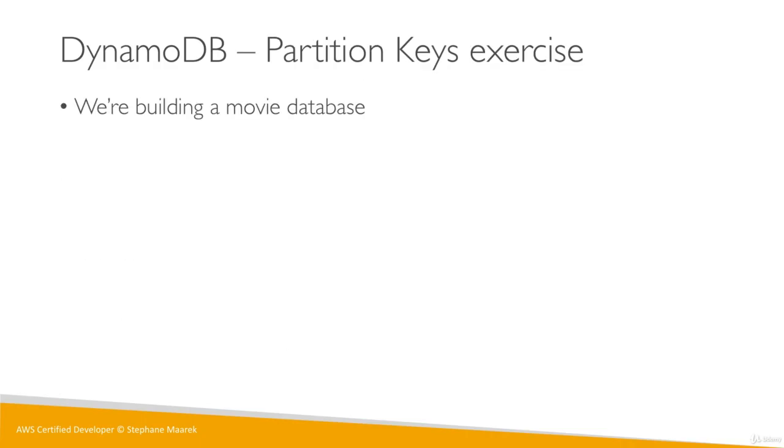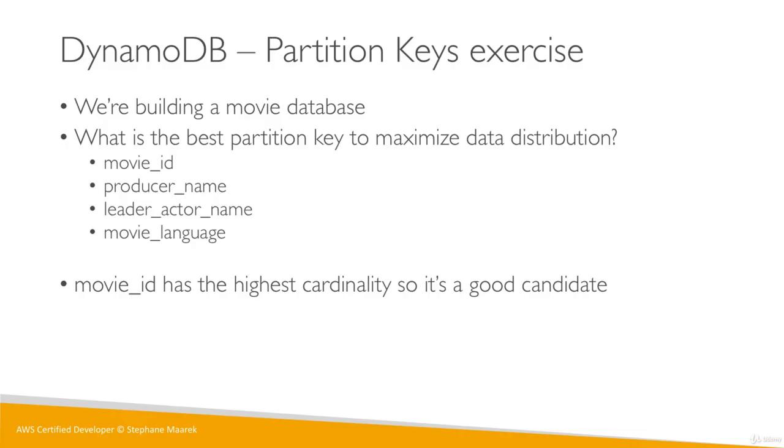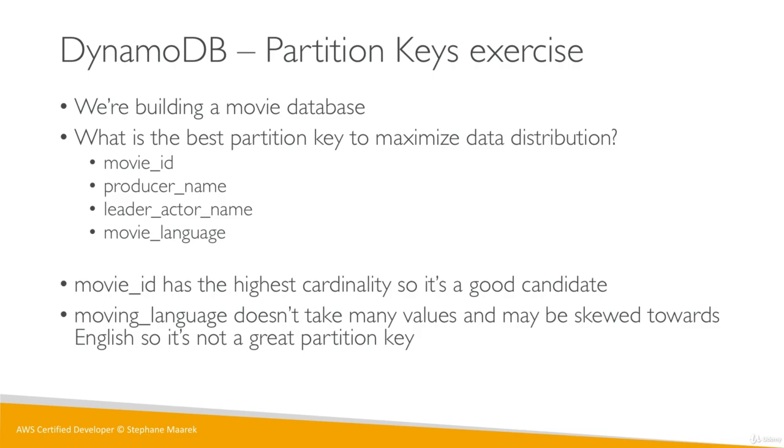In the exam, it's going to ask you to find the partition key that's going to be optimal for distribution of data, for example. Say we're building a movie database and we have movie ID, producer name, lead actor name, and movie language. What is the best partition key to maximize data distribution? In this case, it's going to be movie ID because it has the highest cardinality, so it's a very good candidate. If you take, for example, movie language, it's going to be a few languages only. Maybe it's an English movie database, so most of the values are going to be English. So it's not a great partition key, because otherwise all the data is going to be skewed into one partition.